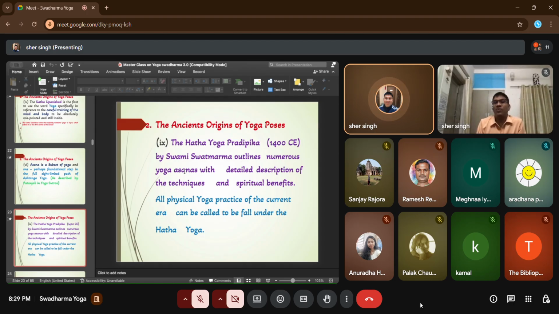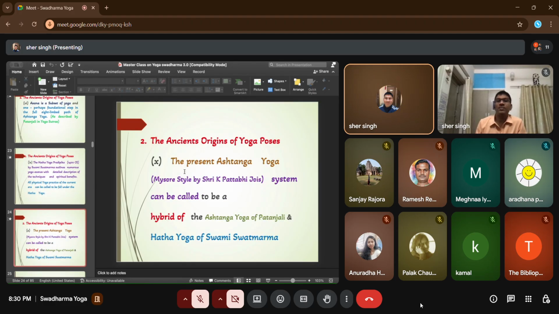Then the Hatha Yoga Pradipika by Swami Swadharma outlines numerous yoga asanas. If we consider the asana practice, asana comes from the Hatha Yoga Pradipika, which I have said is, along with Patanjali Yoga Sutra, the blend of this Mysore style. All the physical yoga practice of the current era can be said to fall under Hatha Yoga. Now, coming to the present, the Ashtanga Yoga Mysore style system can be called a hybrid of Ashtanga Yoga of Patanjali and Hatha Yoga of Swami Swadharma.